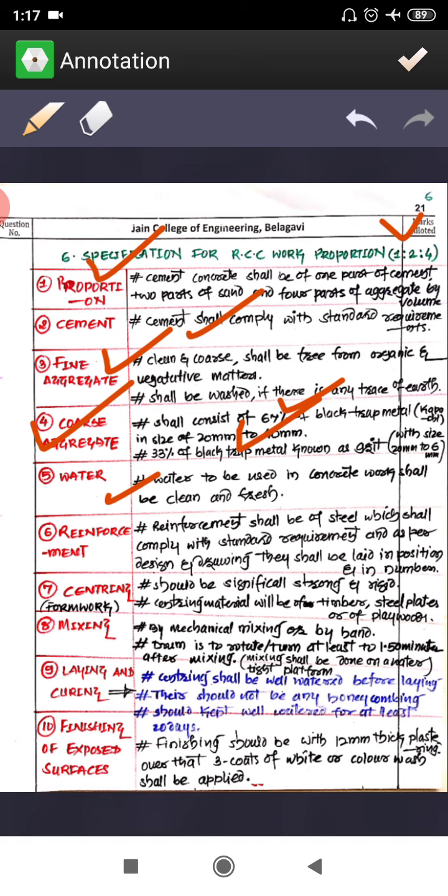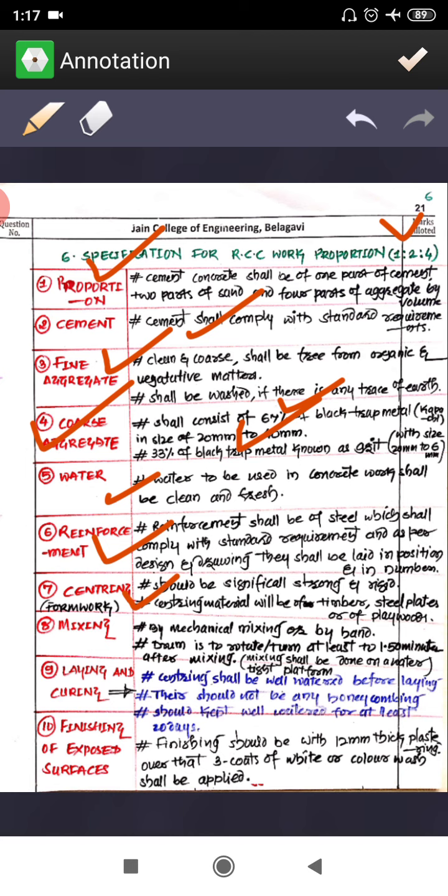Then water, as we know previously, should be drinkable water, clean and fresh. Then reinforcement, now this is about the bars. Reinforcement shall be of steel which shall comply with the standard requirements as per the design and drawing, and shall be laid in the proper position and in the proper numbers mentioned in the requirements. Then centering. For RCC work, centering is a must, and it should be sufficiently strong and rigid, and it should take the load of the concrete and should not fail during casting.